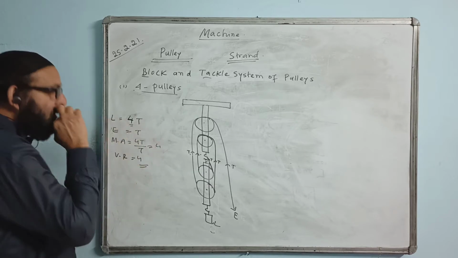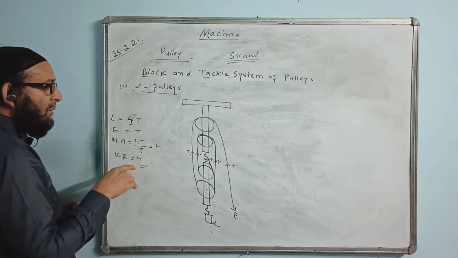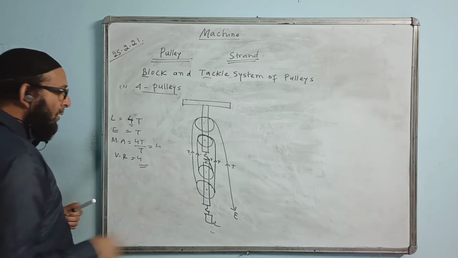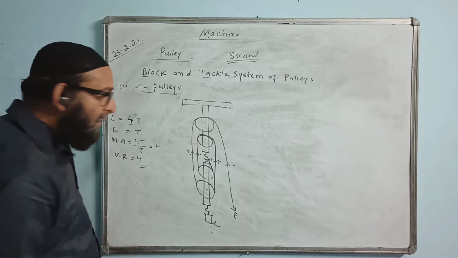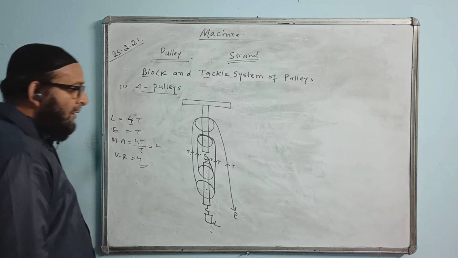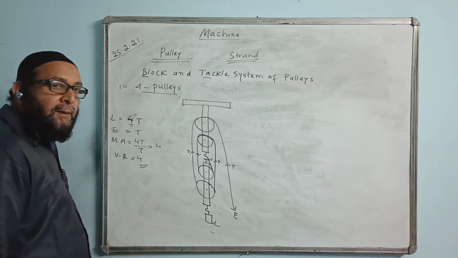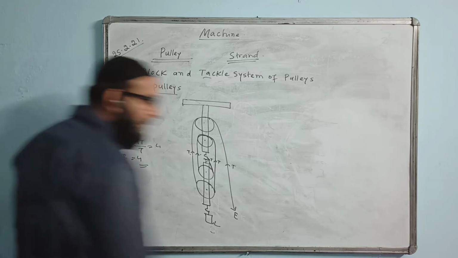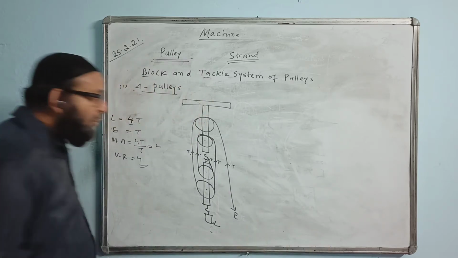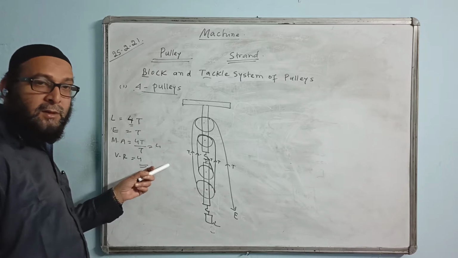So the mechanical advantage is 4. That means the effort will be L by 4. And the velocity ratio is 4, that means dE is equal to 4 times dL. So if the load moves by 1 meter, then the effort moves 4 times more, that is 4 into 1, 4 meters. Understood? This diagram understood?